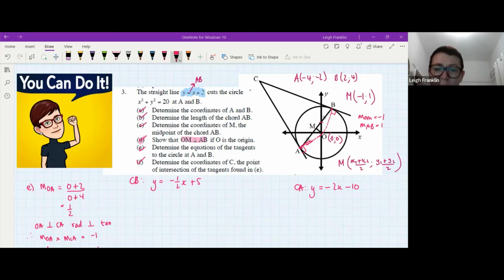Yes, Kanisile? For when it comes to intersection, you say negative half x plus 5 equals negative 2x minus 10. Beautiful. Oh, that is lovely. I love it. Well done. Perfect. Good job. Okay, so you guys go ahead and work out the coordinates at C. Okay, off you go, work out the coordinates at C, and then we can move on to the next question.